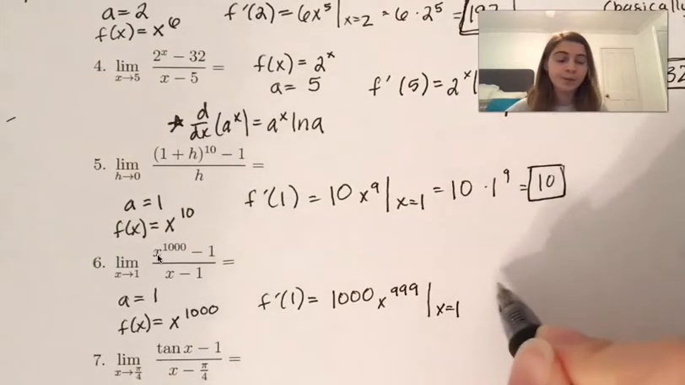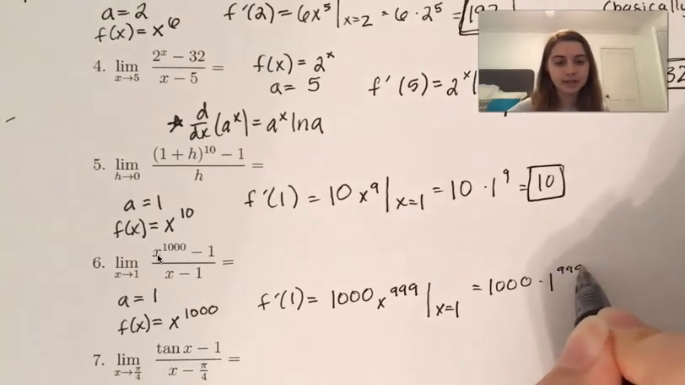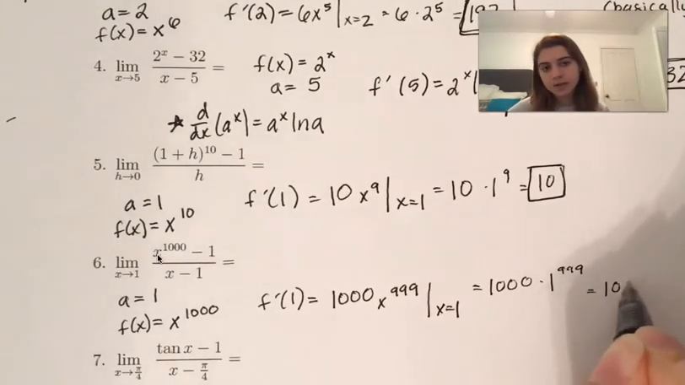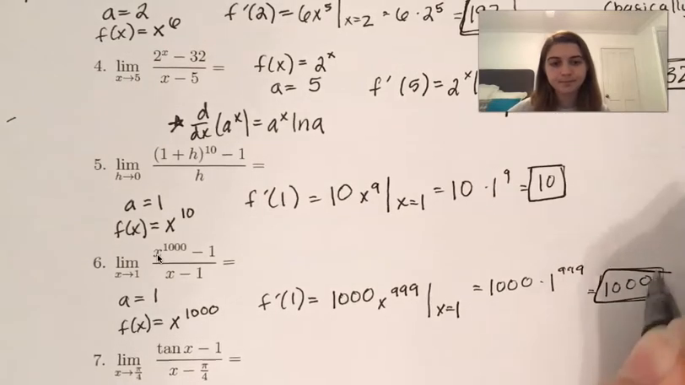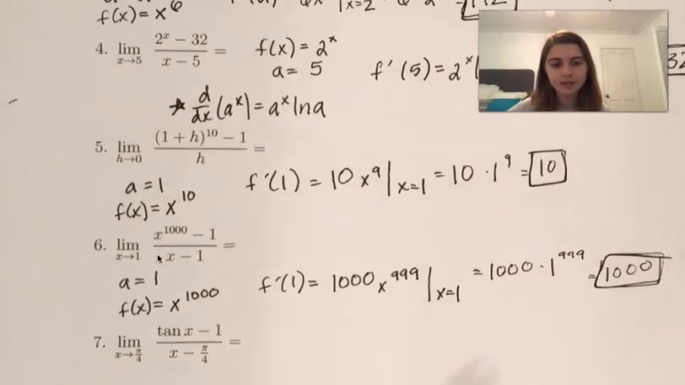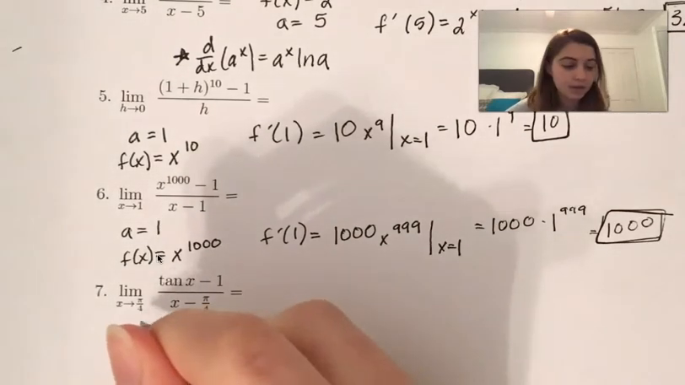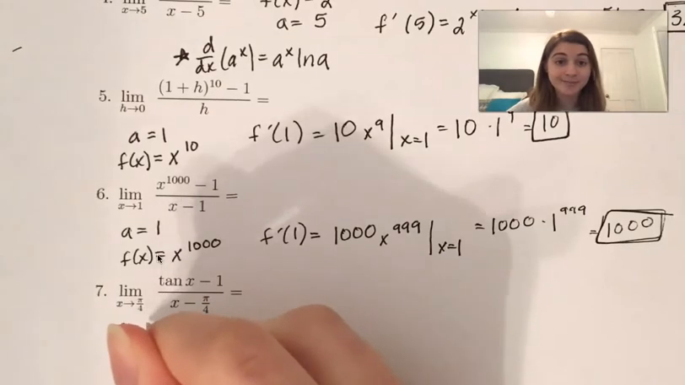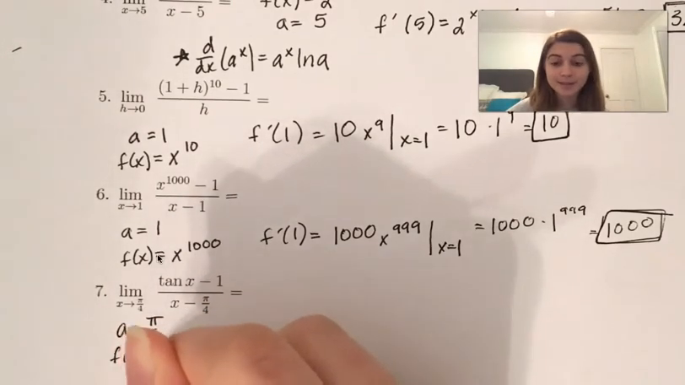Plug in that 1 to the 999th degree, which is easy when you're doing 1 to the 999th degree. And we just get 1,000. That's a really ugly box around my 1,000. I'm sorry. This one, we get to do trig. I'm not a fan of trig. Maybe you are. That's awesome.